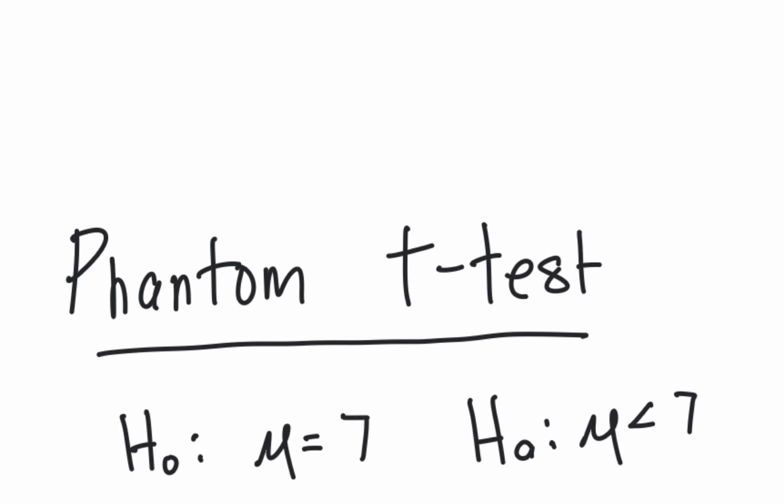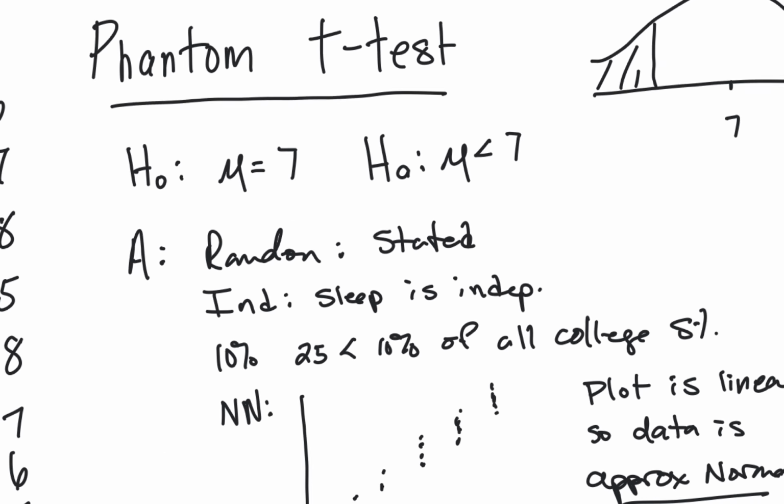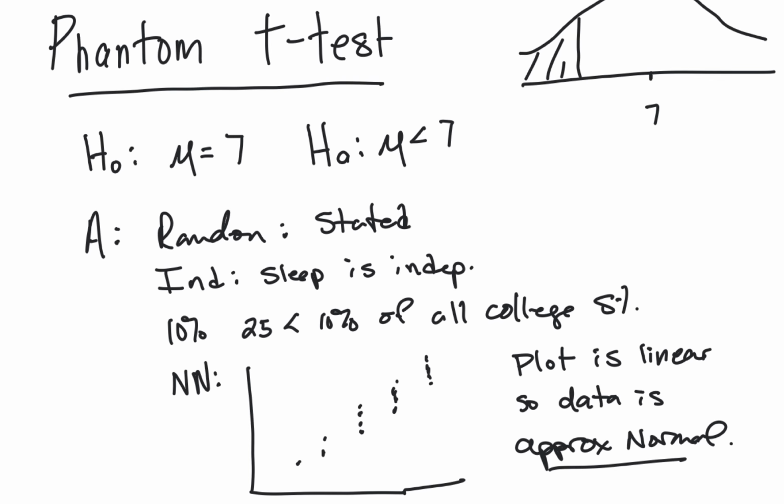Let's go through our assumptions and conditions. Okay? So to check our assumptions and the conditions, we're going to have to do a couple things. Number 1, randomization. This was stated in the problem. They chose a random sample of students. The hours of sleep from random students are definitely independent from each other. My 10%, well, I only chose 25 students, right? There's definitely more than 250 college students at any college. So I'm definitely well underneath the 10% rule. Nearly normal.